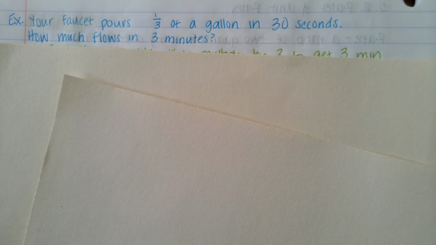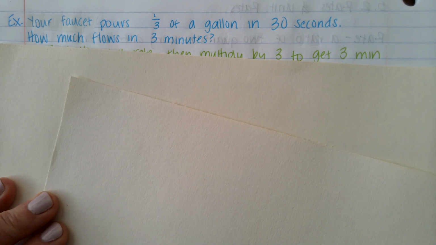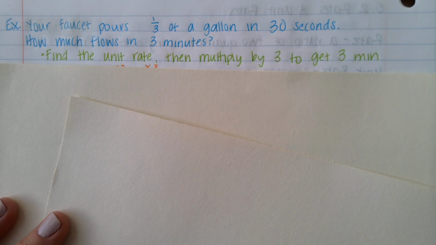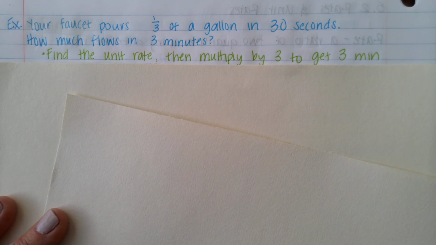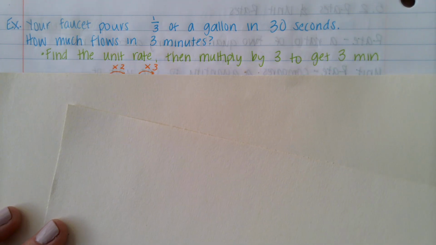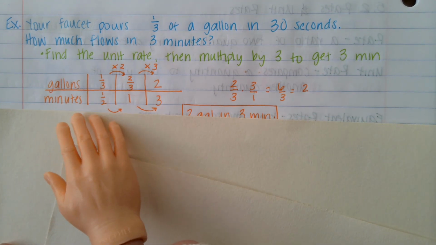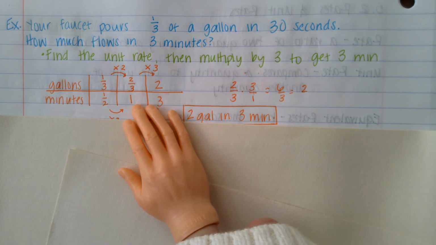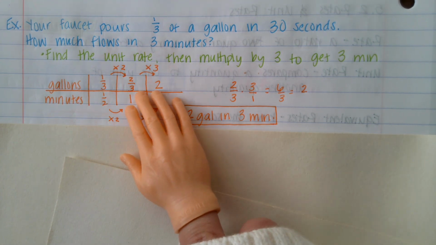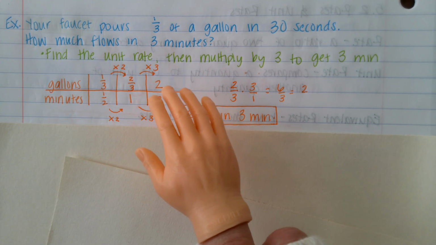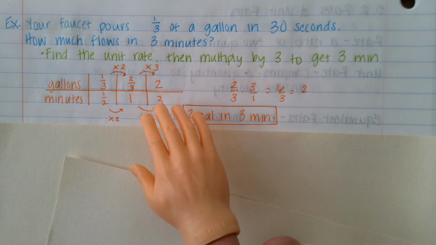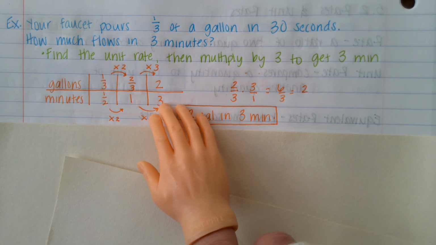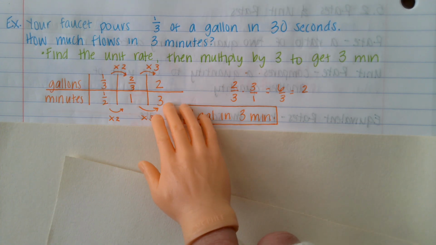Let's say your faucet pours 1/3 of a gallon in 30 seconds. How much flows in 3 minutes? I need to first find the unit rate, then we're going to multiply by 3 to get the 3 minutes. So I need to figure out how much in 1 minute. So 1/2 I can multiply by 2, and then 1/3 I'm going to multiply by 2 as well to get 2/3 of a gallon for 1 minute, then multiply that by 3 each to get 2 gallons in 3 minutes.